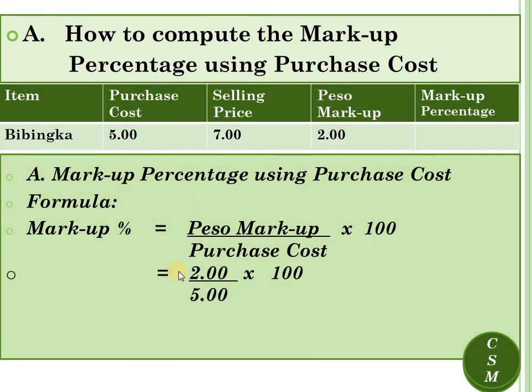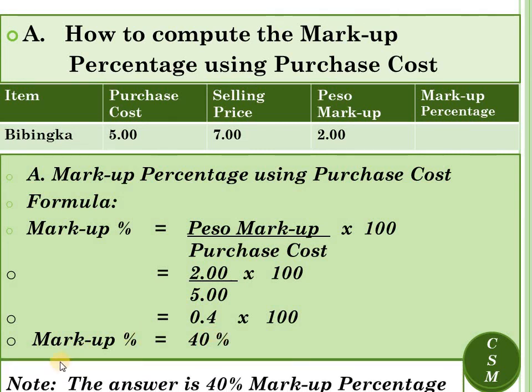To substitute values, peso markup is 2 pesos. For purchase cost, we have 5 pesos. And then we will multiply it by 100. 2 divided by 5 is 0.4 times 100. Our answer for markup percentage is 40%. Note, the answer is 40% markup percentage.